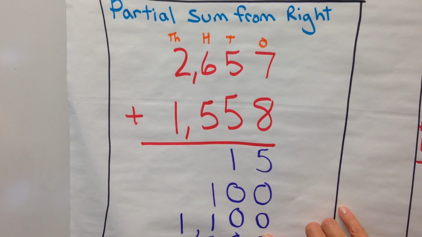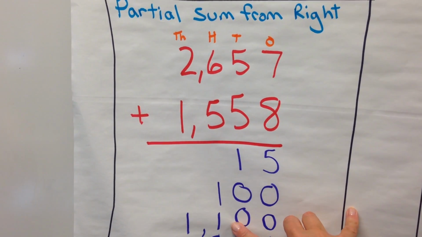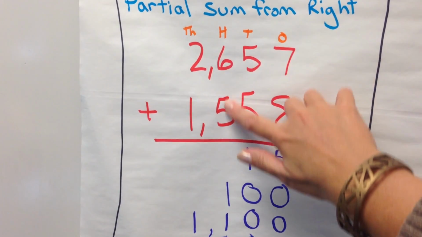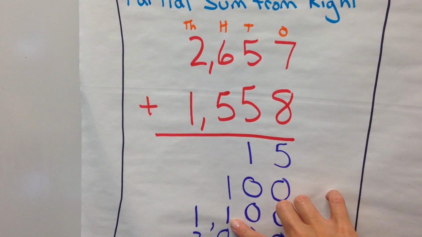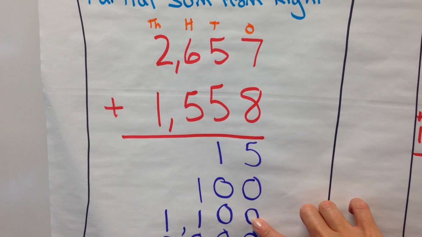I can then go down and say, okay, I've taken care of my ones, I've taken care of my tens. Now I need to look at my hundreds. I have 6 plus 5 equals 11. All of this here equals 1100.